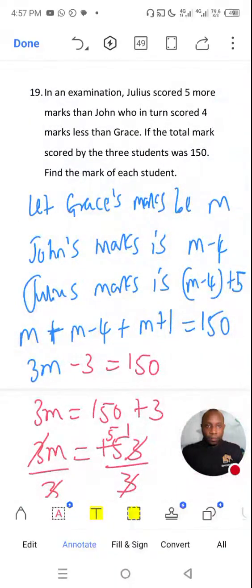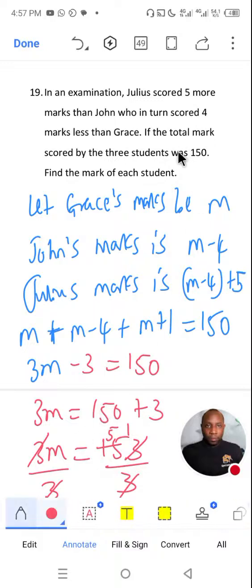So remember from this, we said let Grace's marks be m. And they told us that John scored 4 marks less than Grace. See it here. They said John, who in turn scored 4 marks less than Grace. So we wrote m minus 4, as you can see here.